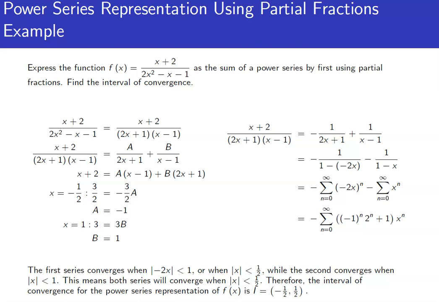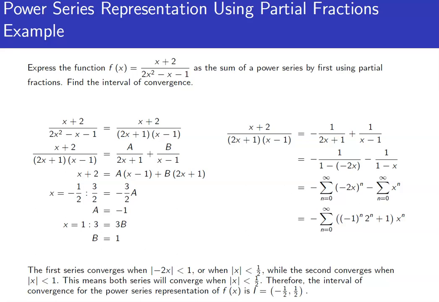In this video, we're going to find a power series representation for a function that we're able to express as a sum of two functions using a partial fraction decomposition. So, we have the function f of x equals x plus 2 over 2x squared minus x minus 1. We're going to write it as a sum of a power series, but we'll do an intermediate step of writing it as partial fractions, getting a partial fraction decomposition.